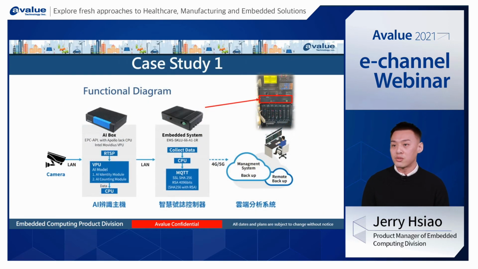And here is the functional diagram of the dynamic traffic control system. First, we have an EPC APO that plays the role of an AI recognition box with smart cameras for object detection, behavior identification, and traffic flow counting. Secondly, EMS Skylake U collects data as a gateway and transmits it through 4G, 5G to a cloud server to do big data analysis and processing. So what if the functions I mentioned above become non-functional?